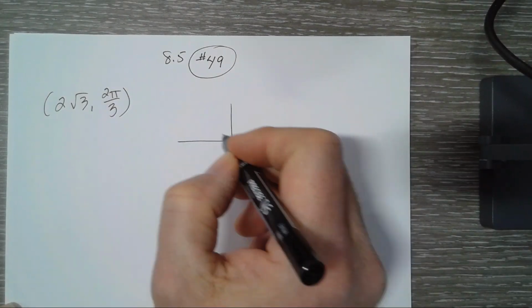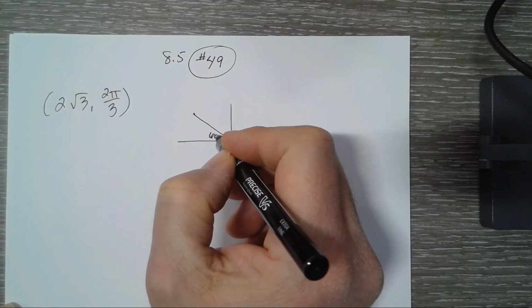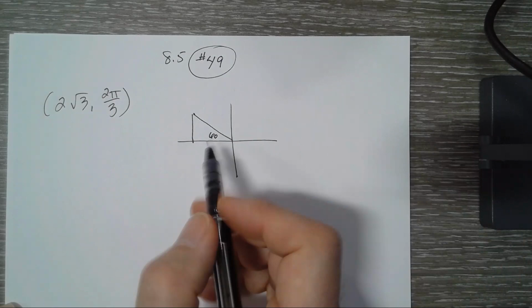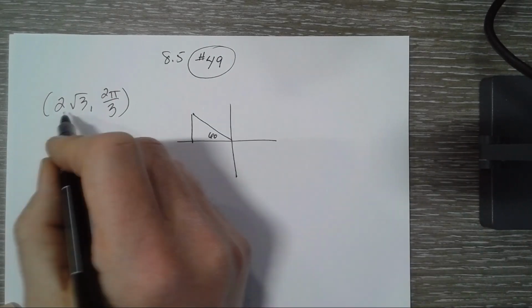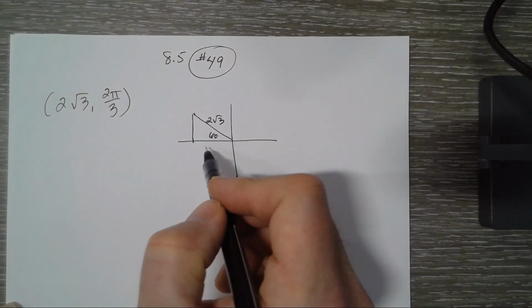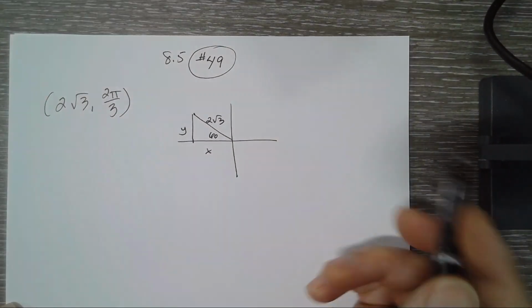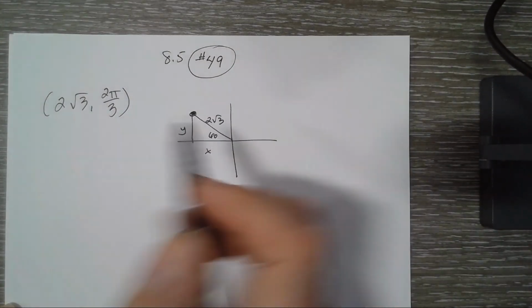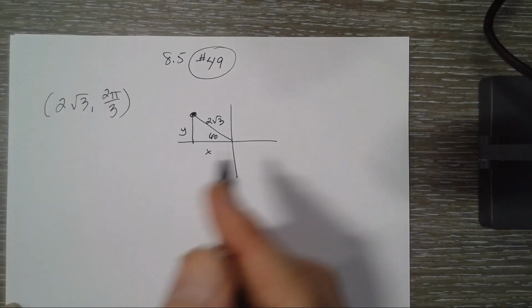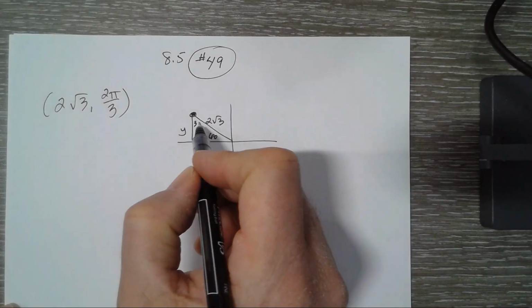So 2 pi over 3 has a 60-degree reference angle because that's 120 degrees. So we know it's 60 degrees and we know the distance is 2 square root of 3. So given that information, we need to figure out what x is and what y is, and we have our ordered pair in rectangular form. Alright, so this is a 30, 60, 90 triangle.